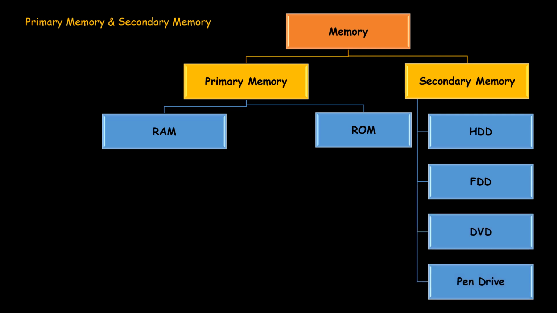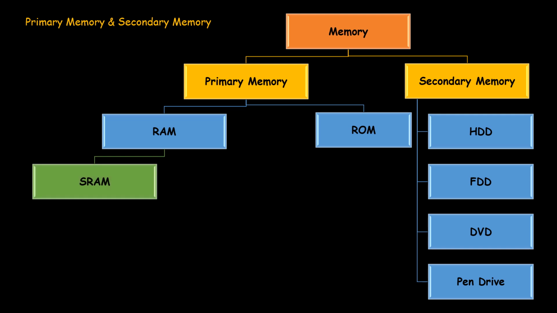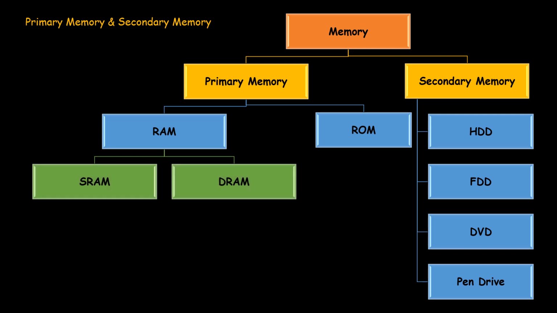RAM is the working memory of a computer. RAM is used for temporary storage while the CPU is working. It is volatile, meaning it loses its data when the power is off. RAM is divided into two main types: SRAM and DRAM.